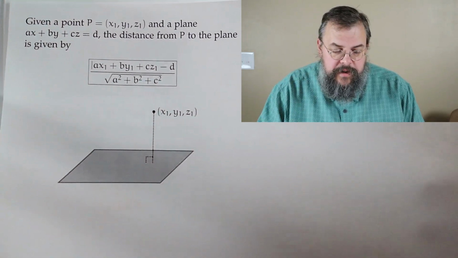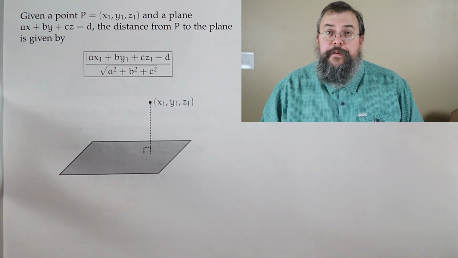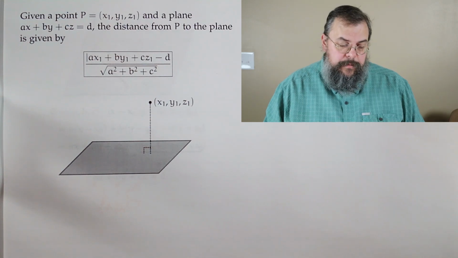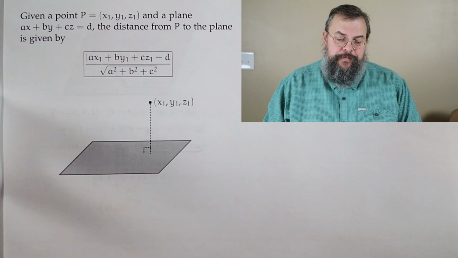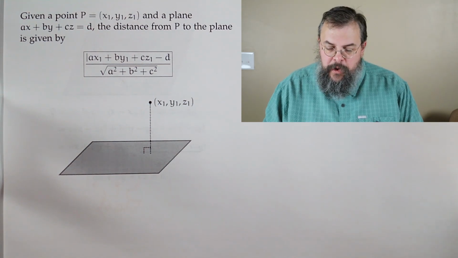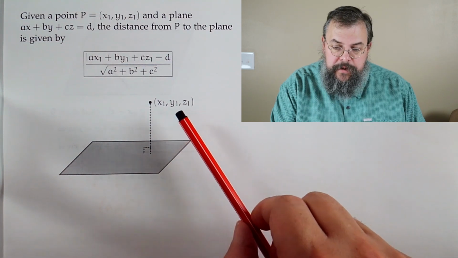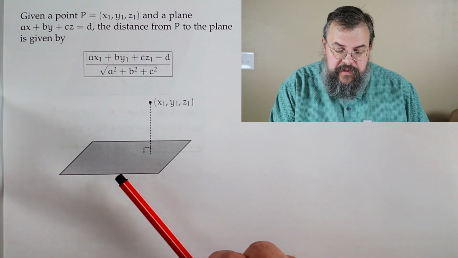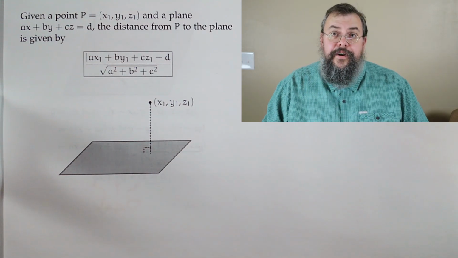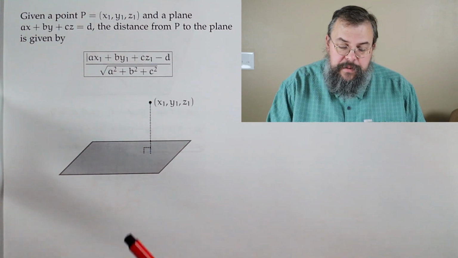We did distance from a point to a line. Let's do distance from a point to a plane. That seems like it should be a fun problem, right? All right, so here we go. We're given a point P. So here's our point P, x1, y1, z1. And we have a plane, ax plus by plus cz equals d. And our goal is, what's the distance from our point down to the plane?